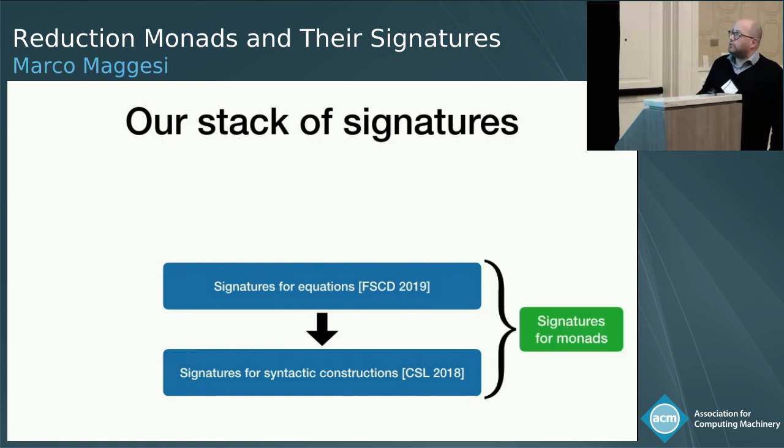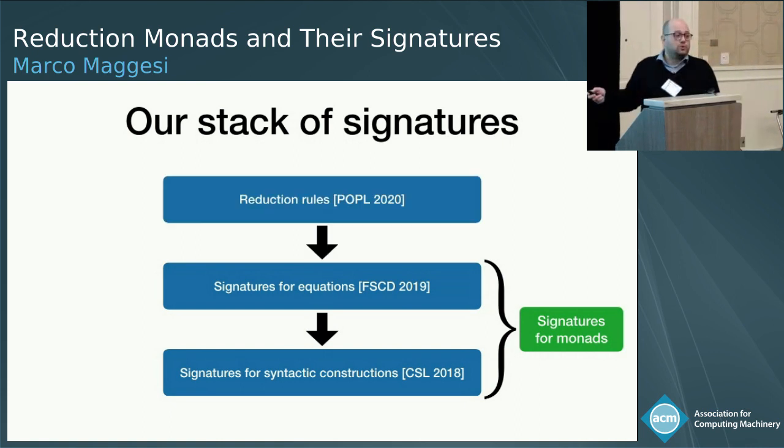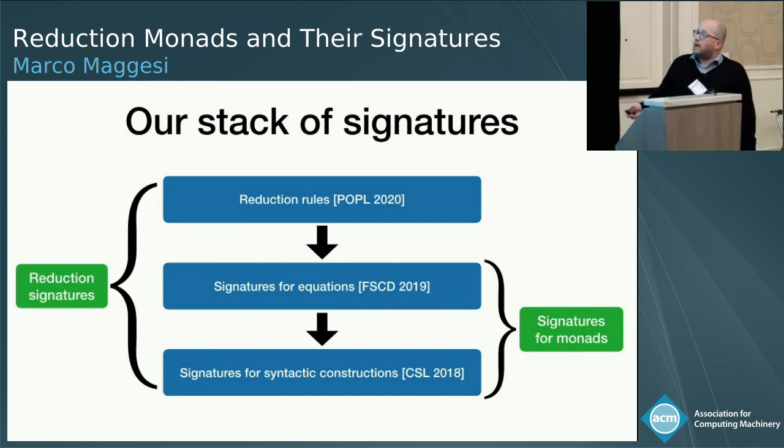And when you do those together, you have a flexible way to specify monads. That's why we call it signature for monads. So this is a generic mechanism for building syntax for programming languages. And what we did now is to add the reduction rules to the framework. So now we have a notion of reduction signatures, which is able to specify not only the syntax of the programming language, but also the reduction rules.